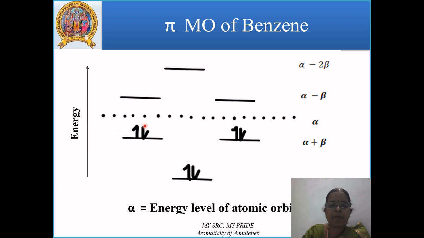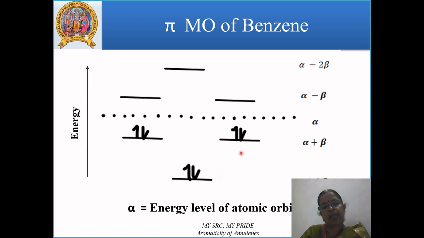Alpha is the atomic orbital energy level, whereas alpha plus 2 beta and alpha plus beta are the energy levels of the pi bonding molecular orbitals. The others are the pi anti-bonding molecular orbitals. The magnitude of beta is negative. So, compared to alpha, alpha plus beta and alpha plus 2 beta have lower values, whereas alpha minus beta and alpha minus 2 beta have higher values. These antibonding molecular orbitals have higher values.